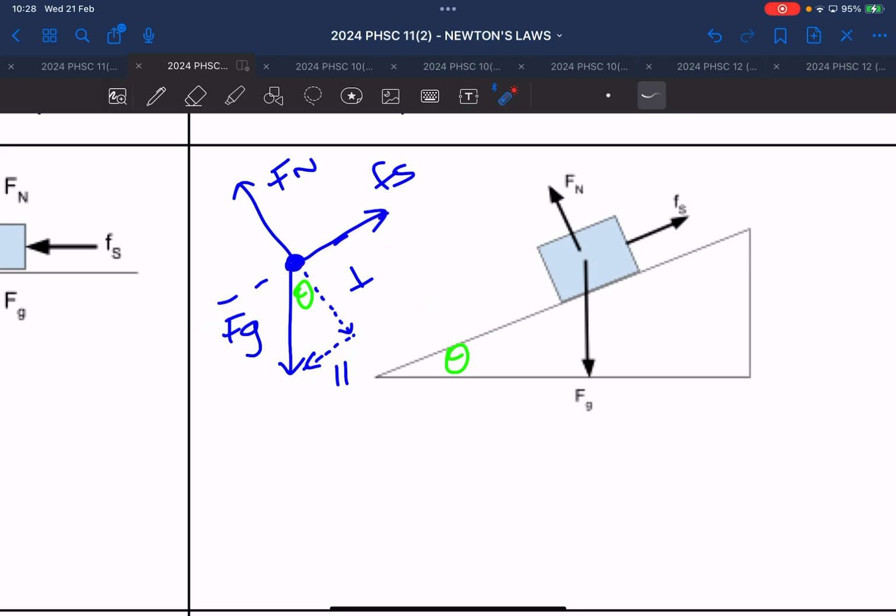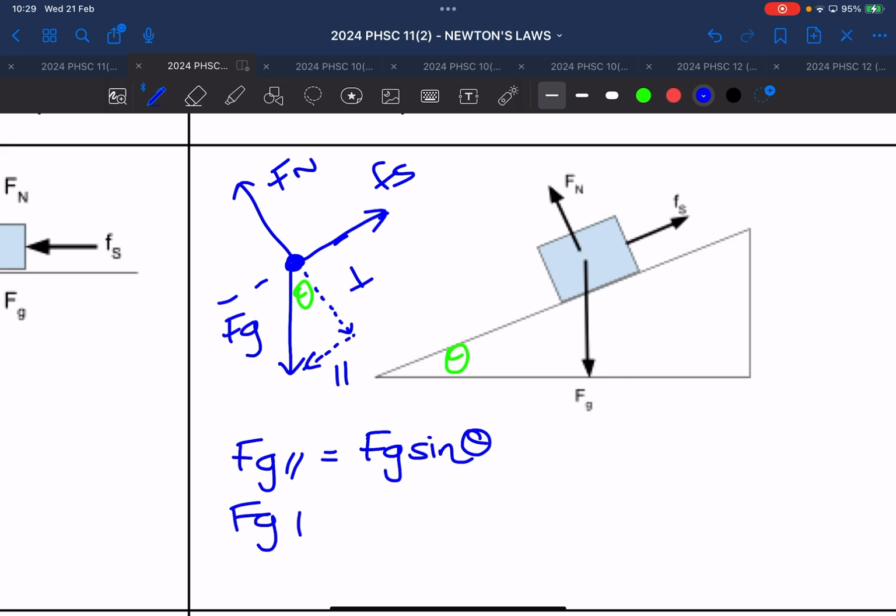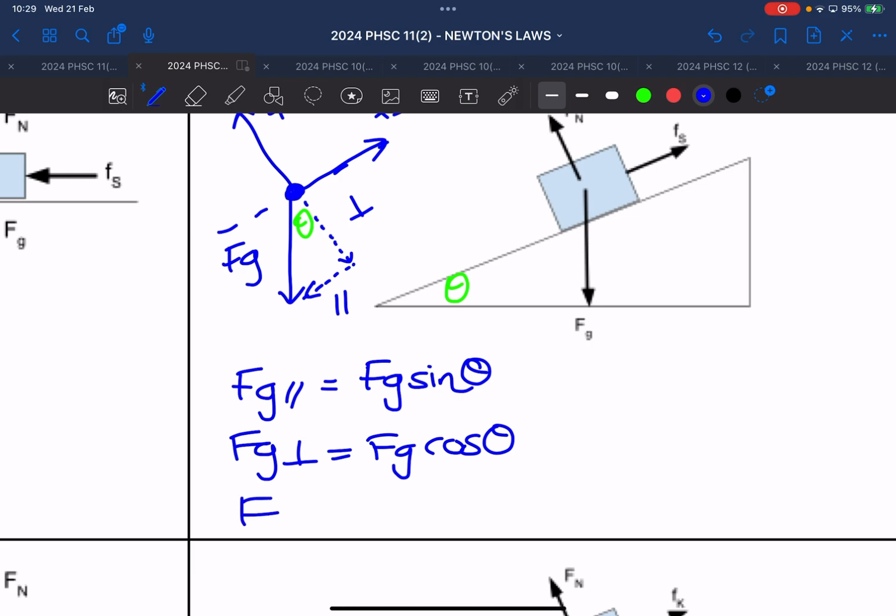Right, how do you calculate FG parallel again? It is FG sin of theta. So FG perpendicular is thus FG cos of theta. And really, how do we calculate FG again? And what is g? Do you remember that? Yes, we've done that now a couple of times.